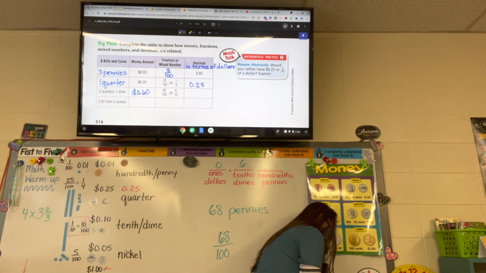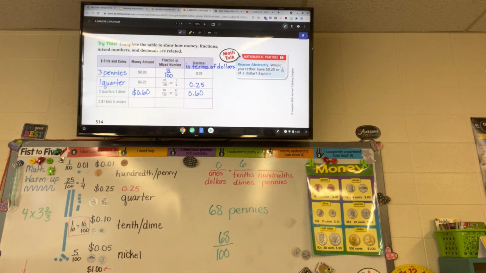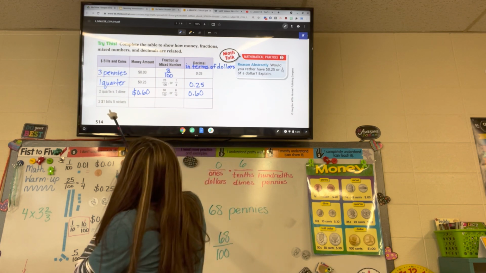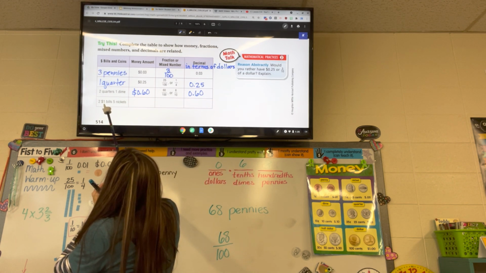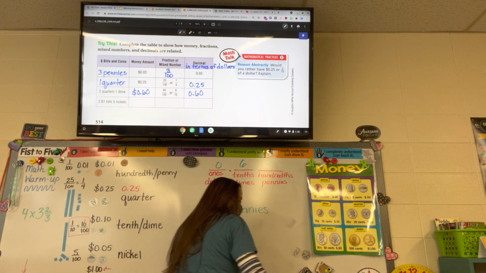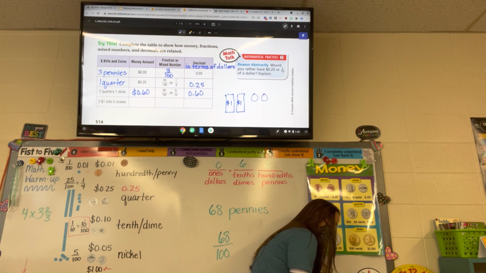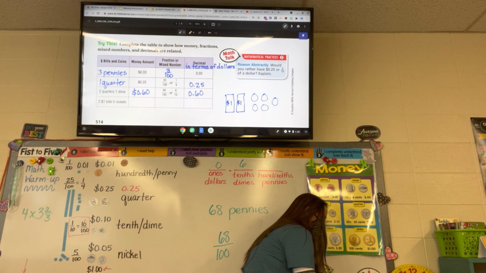And then in the last box, we just put 0.60. Okay. The last one, they have said that we have 2 $1 bills and 5 nickels. So, to go along with this one, these are our $1 bills. And then nickel, nickel, nickel, nickel, nickel, 5 nickels. How much are nickels worth? 5 cents. So I'm going to put 5 on all of these.